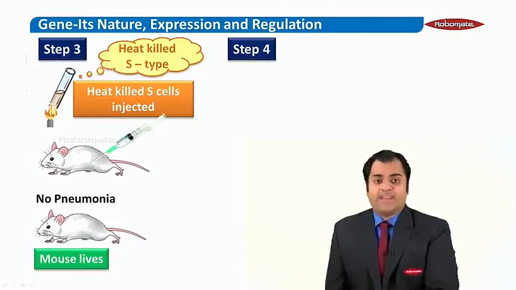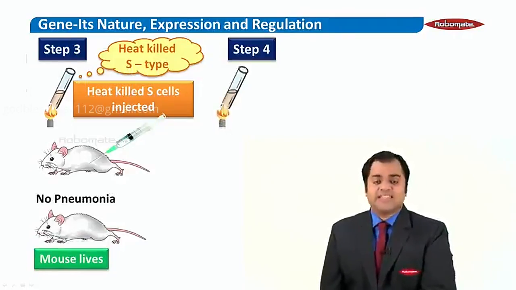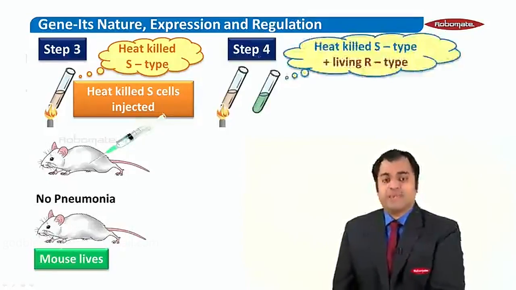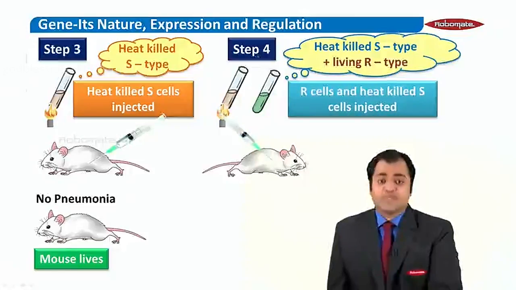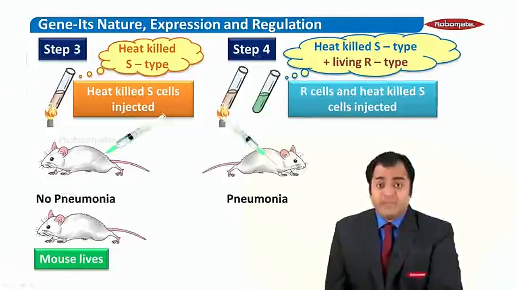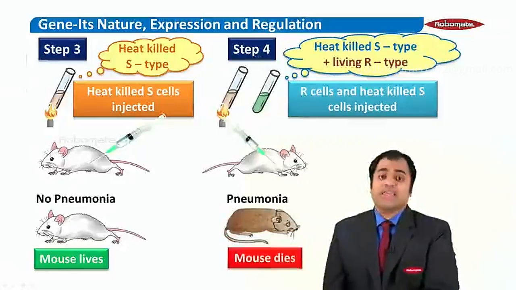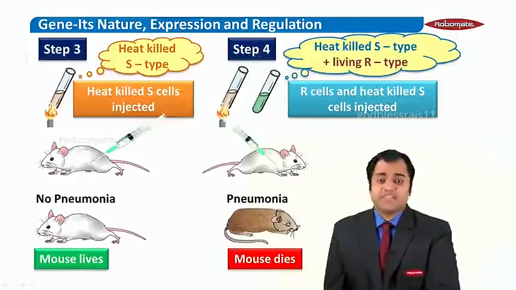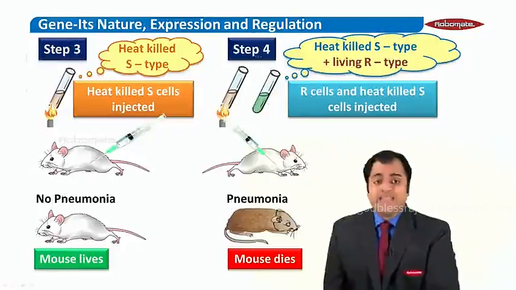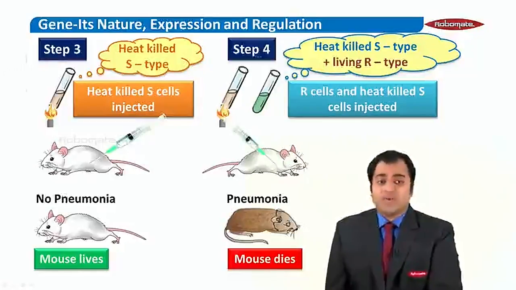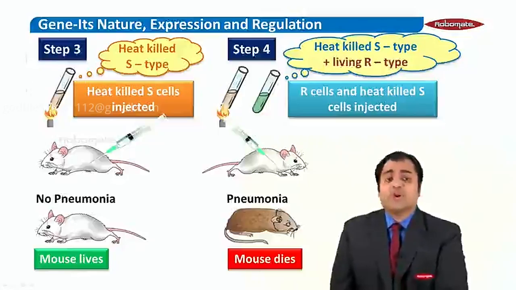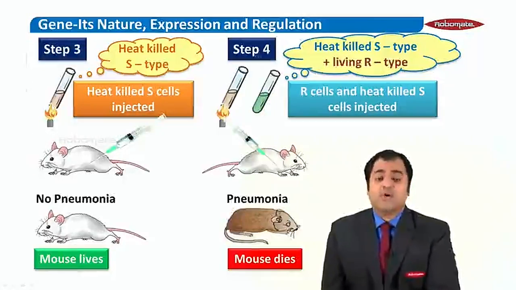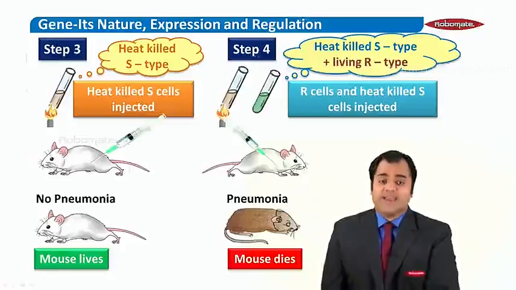In step 4, what he did was he took this heat-killed S-type bacteria and he mixed it with the live R-type. The combination of the two was injected in yet another healthy mouse, and it was observed that the mouse developed pneumonia and was killed, or it died. Does that make sense? Now, you know that singly S-type when killed cannot cause pneumonia. Singly R-type also cannot cause pneumonia, but when the two were mixed, pneumonia was developed in the mouse and the mouse died.